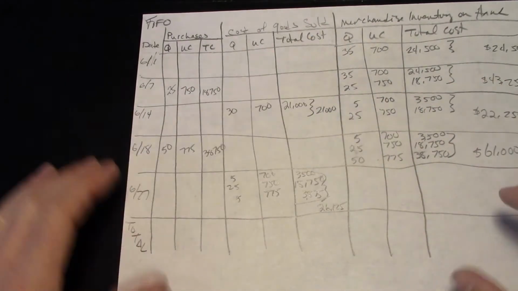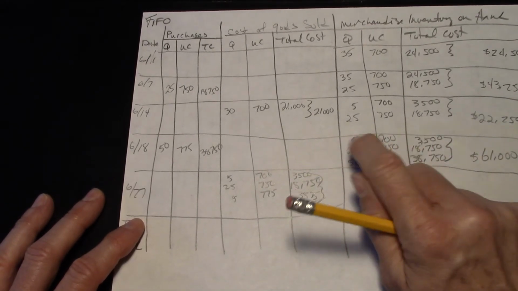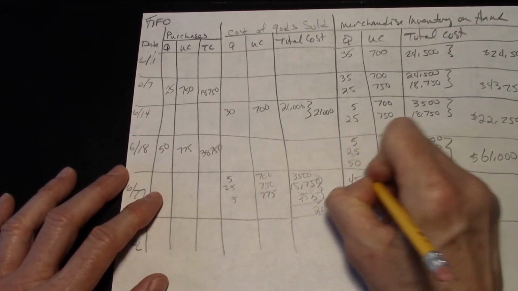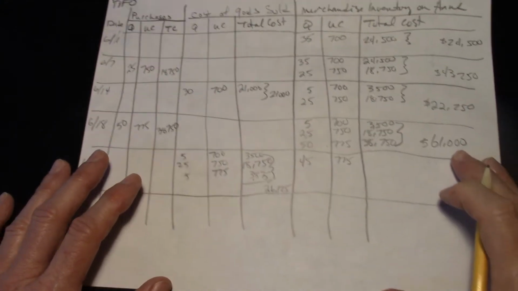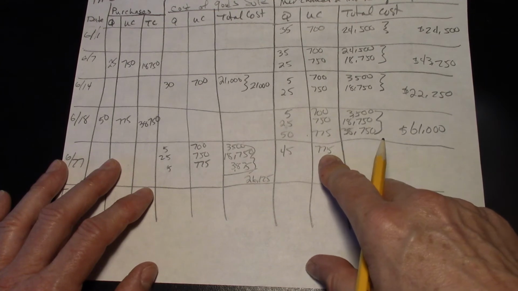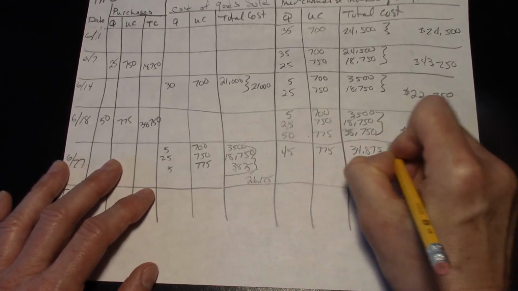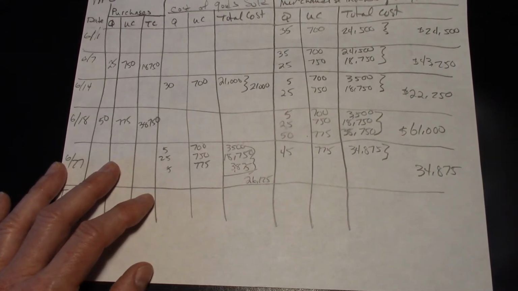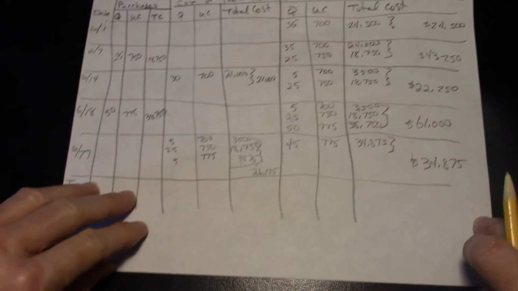I have to update my inventory. So I sold all those. I sold 5 of those. So that means I have 45 of the 775 ones. Right? And 45 times 775 is 34,875. And so 34,875, that's what I have left, right?